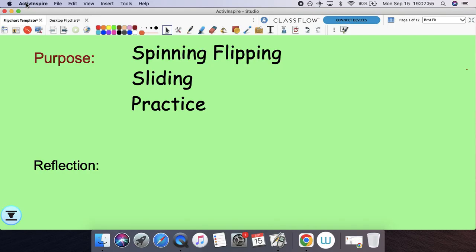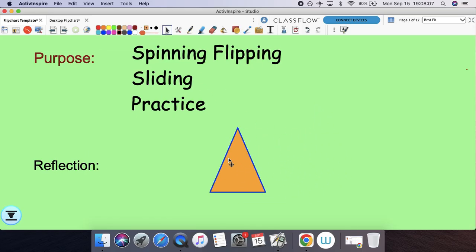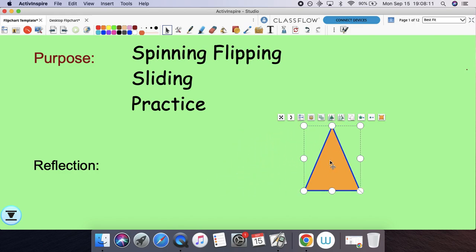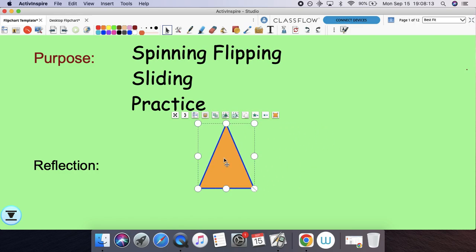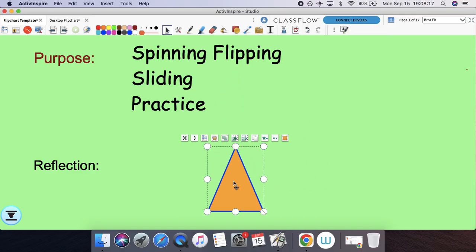Let me go back here actually. Let me take a shape. This one. Right? And let me show you what happens in a translation. So translation, moving side, left to right, right to left, up and down. That's a translation. That's it.